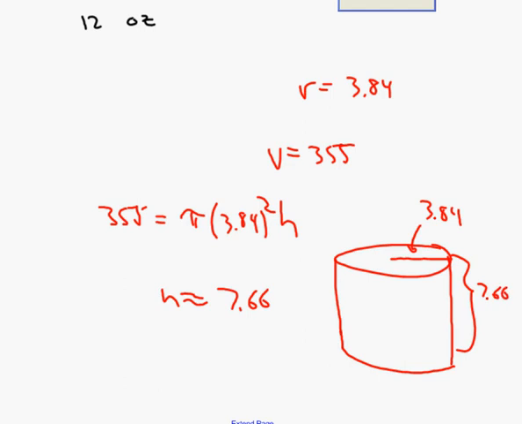You might notice that if you take 3.84 and double it, you get about 7.66. So this is sort of an interesting thing. What this is really telling me is that the idealized can should be just as wide as it is tall. And that would use the minimal amount of surface area.